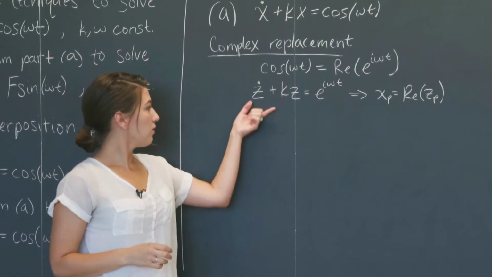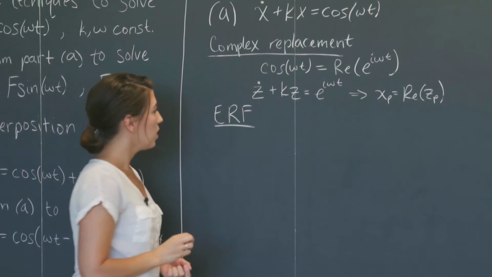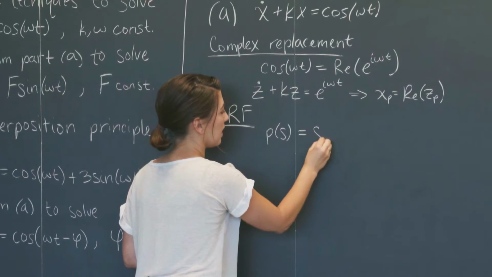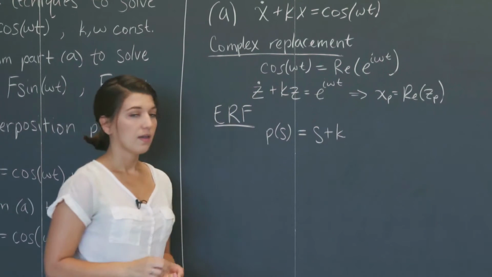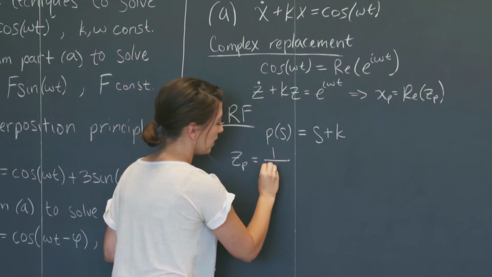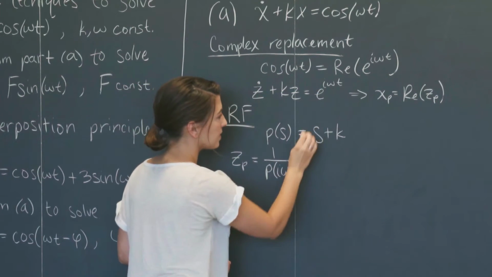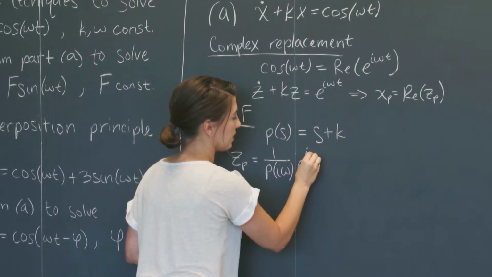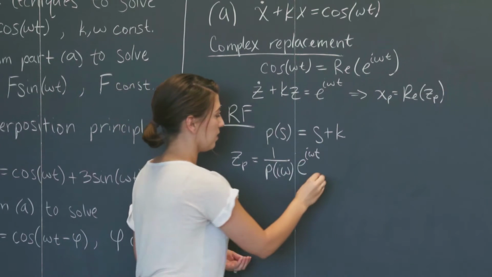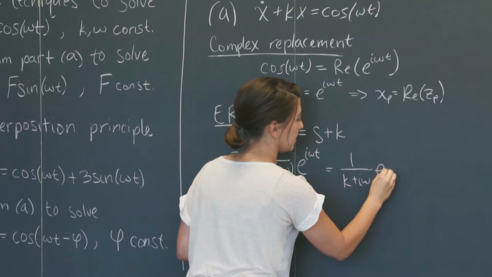To solve the ODE for z, we're going to use the ERF. We'll need the characteristic polynomial, which is p of s equals s plus k. And the ERF tells us that a particular solution, z sub p, is equal to 1 over the characteristic polynomial evaluated at I times the frequency times the right-hand side, e to the I omega t. Substituting I omega into the characteristic polynomial gives us 1 over k plus I omega times e to the I omega t.